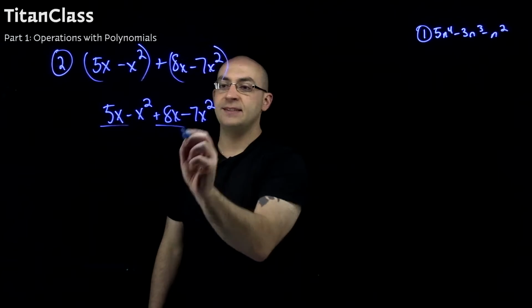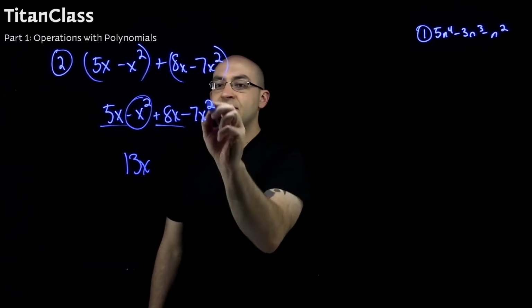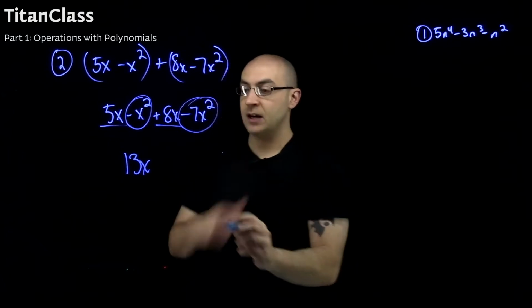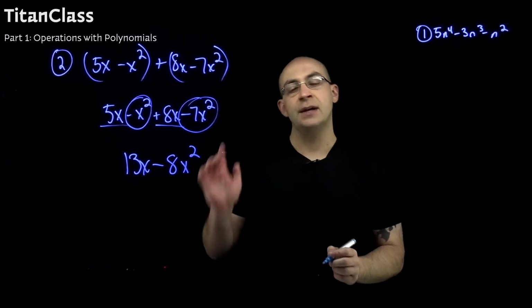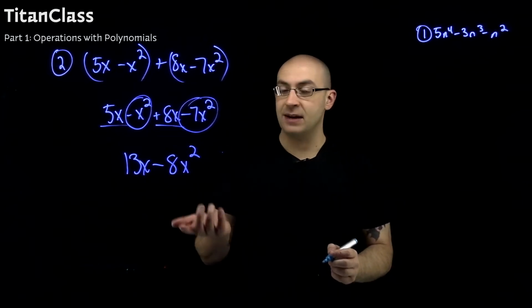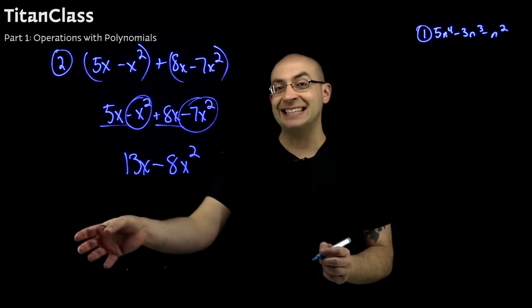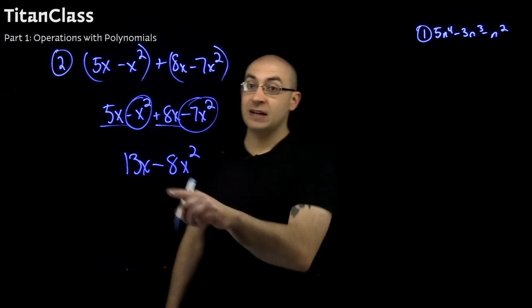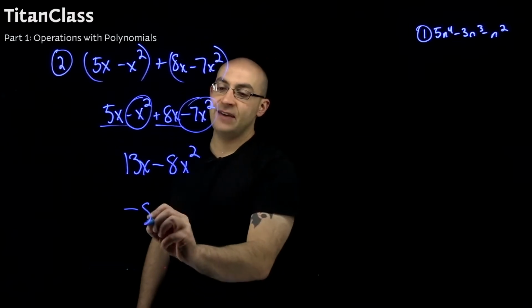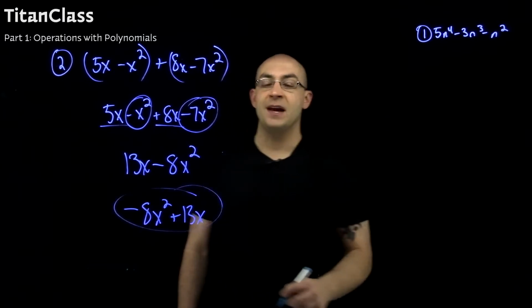I've got a 5x and a 8x, which is 13x. I've got a negative x squared and a negative 7x squared, which is negative 8x squared. Now, be really careful. Mathematically speaking, this is a correct answer, but it's not in the proper form. We have to make sure it's in descending exponent order. Remember, biggest exponent comes first, then the next one. So we're going to have to rearrange these two things. Negative 8x squared comes first, plus 13x comes next. This is proper, and that is my final answer.